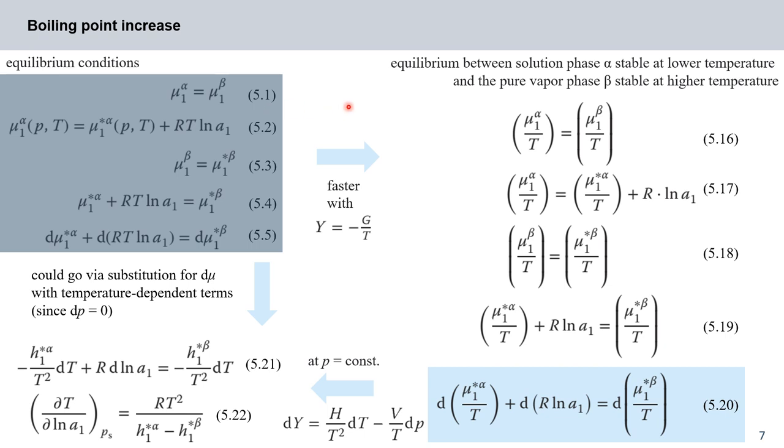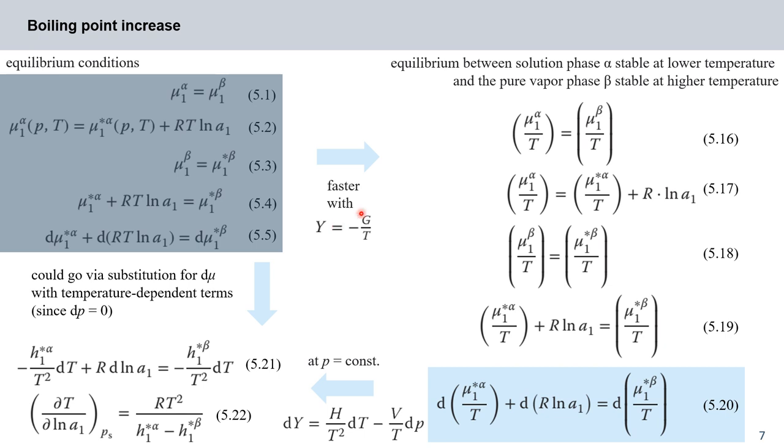How would this work in practice? Well, we could again write down our equations 5.1 all the way to 5.5 and then substitute our dμ with the total differentials that are temperature dependent, since dp equals zero. But we can get there faster if we express the equilibrium conditions with a Planck function, Y equals minus G over T. Remember the Planck function, we introduced it very briefly in the summary slide in lecture 7.